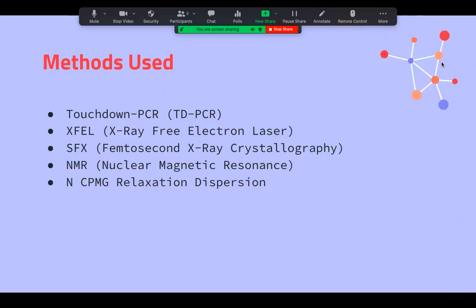Some of the methods that our study talked about were touchdown PCR, XFEL, which is X-ray free electron laser, SFX, which is femtosecond X-ray crystallography, NMR, nuclear magnetic resonance, and the nitrogen labeling CPMG relaxation dispersion.